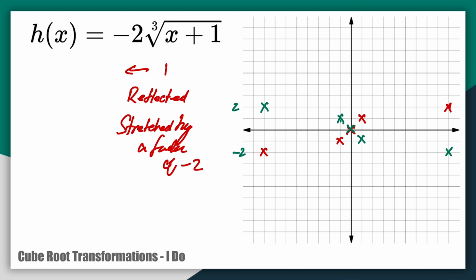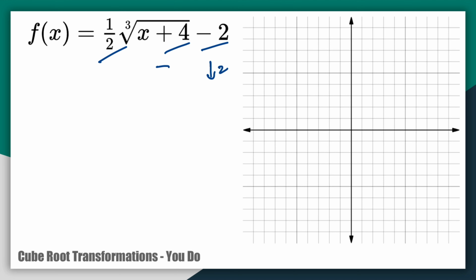Okay, hopefully you gave that a try. I'm just going to go and check all these, right? We have a down 2. We have a left 4. And we have just a compression by 1/2. Okay, so we're going to plot our parent function.